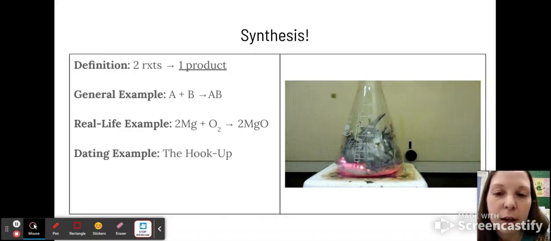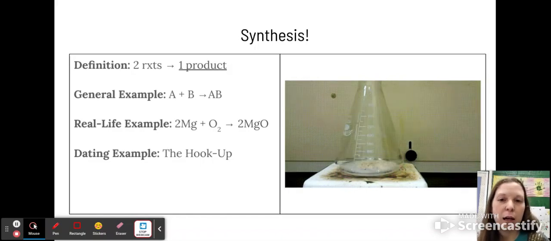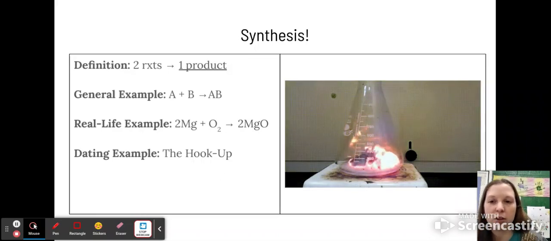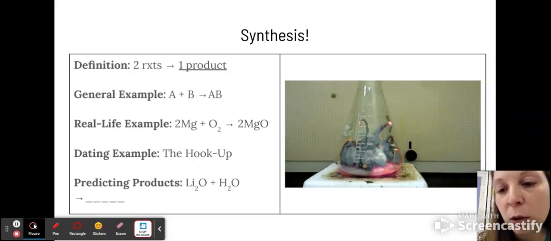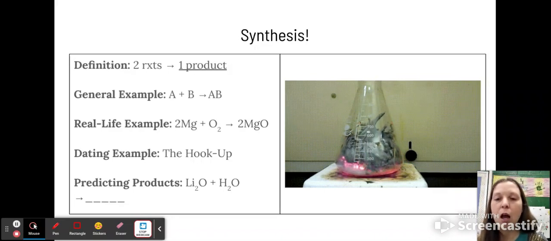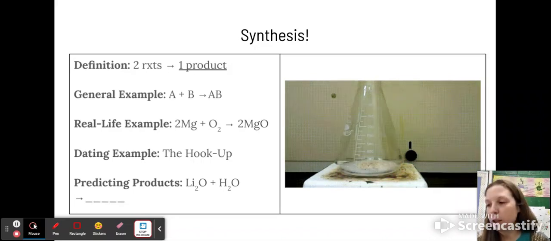Our dating example here is the hookup. So, two individual people start dating. That's what's happening here with a synthesis reaction. And then to predict products, we're going to walk through this one together. You have to make sure to balance when necessary as well.